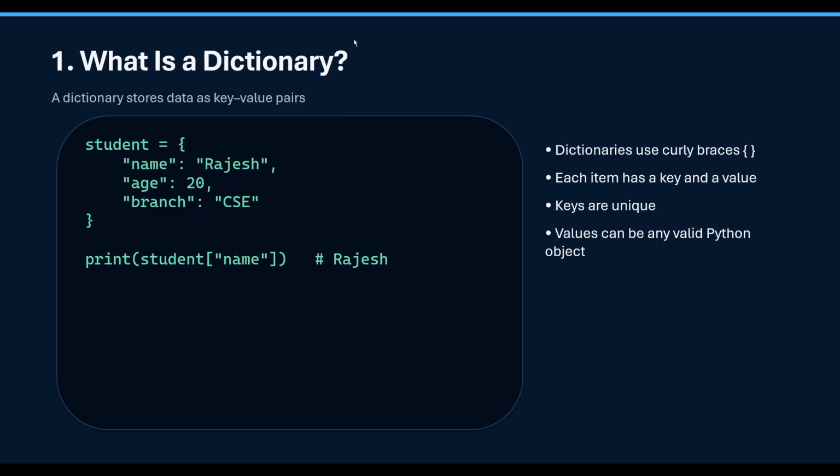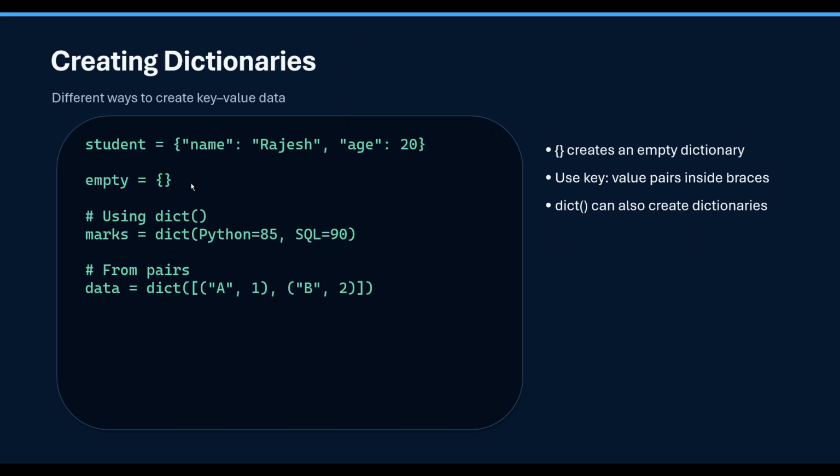Now come to the next slide. We can create a dictionary by writing its name, then equals to curly braces. Inside, we can write the key value pairs, and whatever you write will be created as a dictionary. We can create an empty dictionary also, by just not writing anything in between. We have the built-in dict function, so we can create a dictionary using this also. We can make a dictionary from pairs also, and these are some ways we can create dictionaries. So now let's see our code.